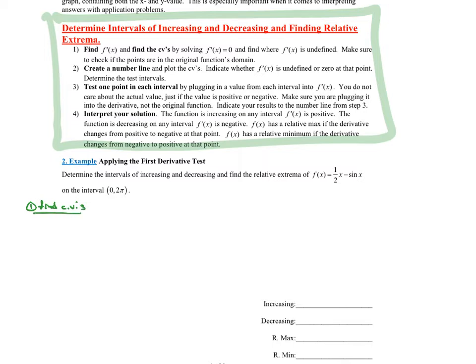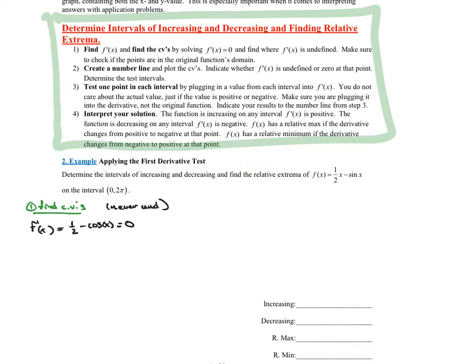So the critical values are where the derivative is equal to 0 or undefined. So let's find the derivative. The function is 1/2 x minus sine of x. The derivative of 1/2 x would be 1/2, and the derivative of negative sine of x would be negative cosine of x. This function is never undefined, but it is equal to 0.